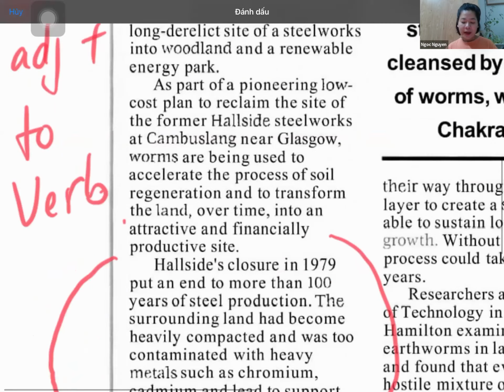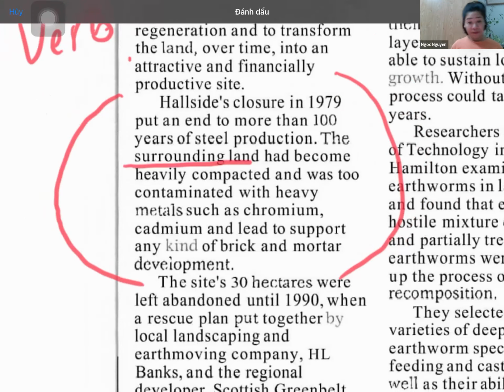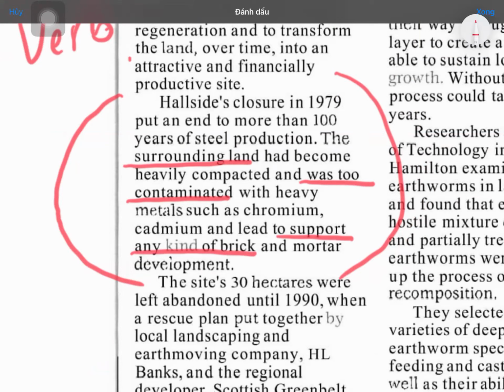Thế bây giờ chúng mình nhìn vào đây nhá. Chủ ngữ là surrounding land. Tính từ was too contaminated. Em chưa biết lắm, cộng với to support any kind of brick. Vậy Trang ơi, mảnh đất này nó bị làm sao mà em không biết. Em chỉ dịch được là đất xung quanh bị làm sao đấy để hỗ trợ các loại gạch đá. Thế tóm lại là đất ở đây mình có xây gạch đá lên được không hả Trang? Không ạ. Ok, thế ở đây nghĩa của nó là any kind hay nghĩa của nó bị làm nhỏ lại là any kind of brick?